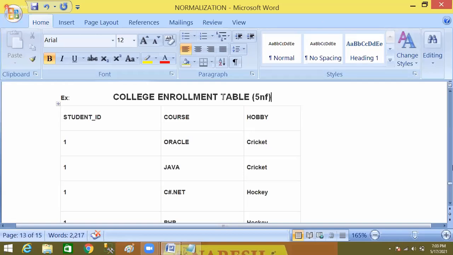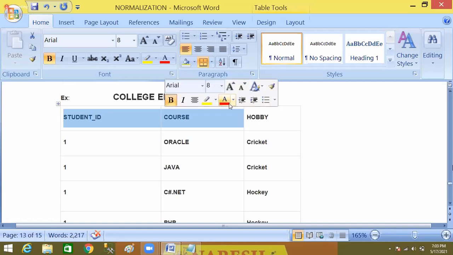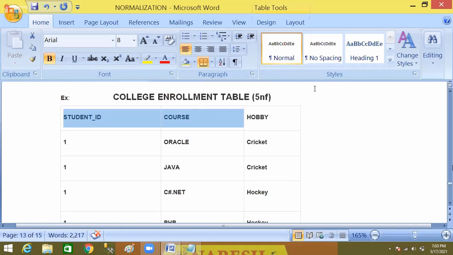Okay, right. So when you are not decomposing, that means your table is having multi-valued columns, but it is not decomposed, you want to keep the table as it is, then it is called a 5NF. Without decomposing, as it is, if you keep it, then it is called a 5NF.